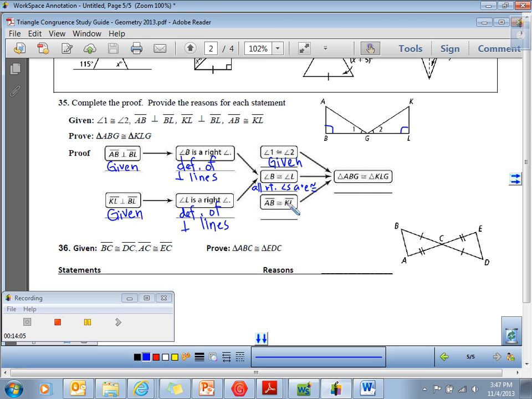Okay? How do we know that AB is congruent to KL? That's also given. AB is congruent to KL. No, it's all right angles are congruent. That's what you write down. You don't have anything special. But, okay, and then how do you know these two triangles are congruent?